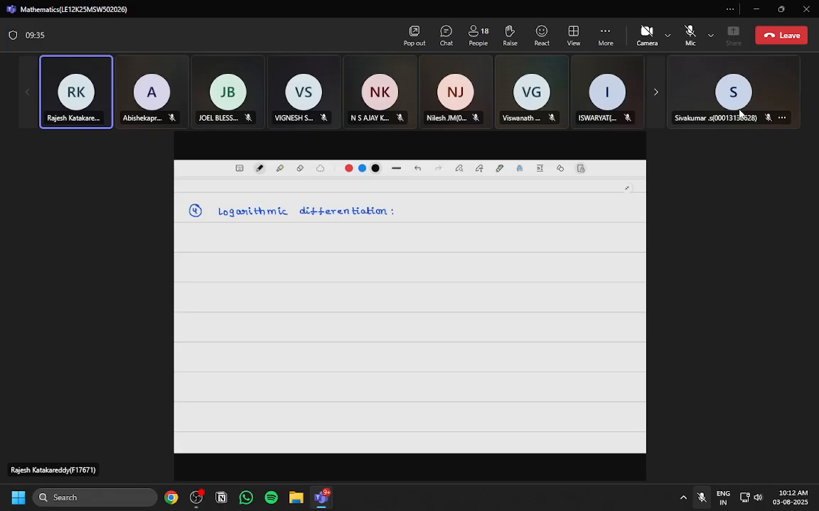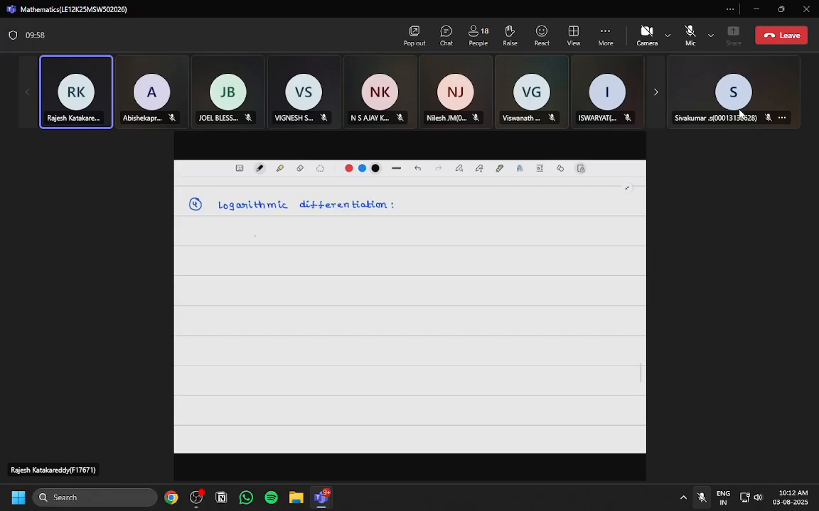We have a formula for variable to the power constant: x power n, the derivative is n into x power n minus 1. We have a formula for constant to the power variable: a power x, the derivative is a power x into ln a. Clear? But we don't have a formula when we have variable to the power variable. For example, if I take y is equal to f of x to the power g of x, we need to find the differentiation dy by dx.